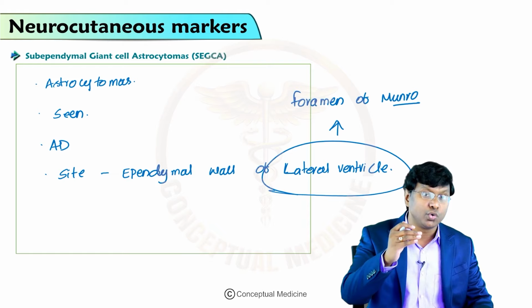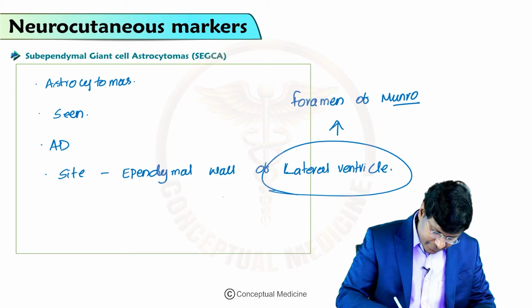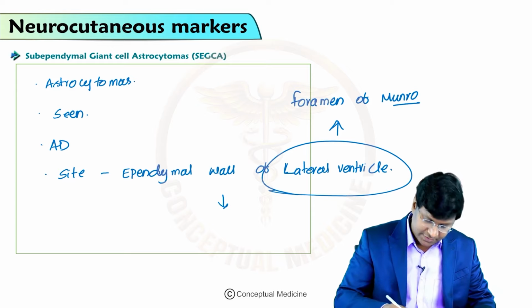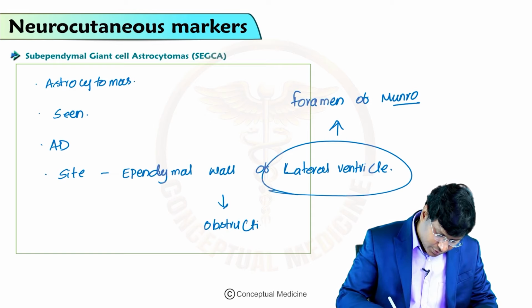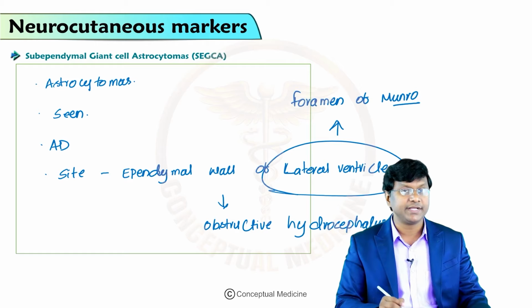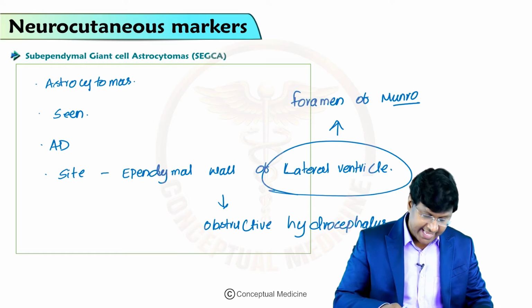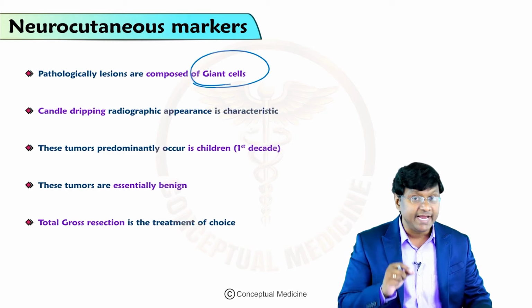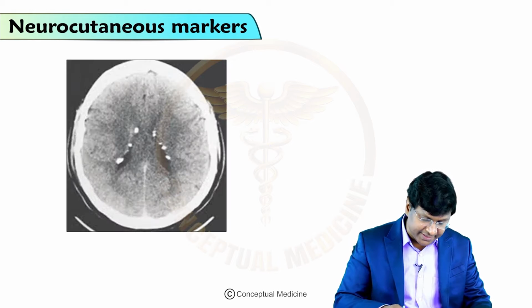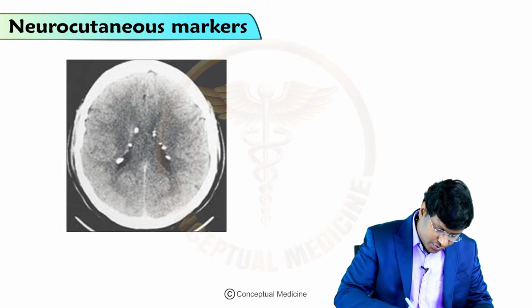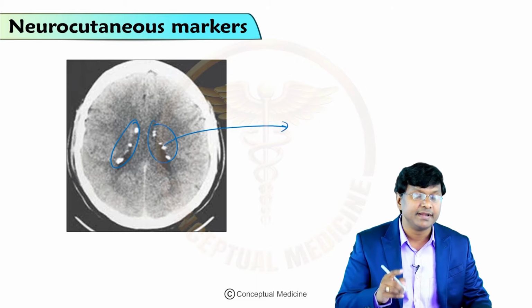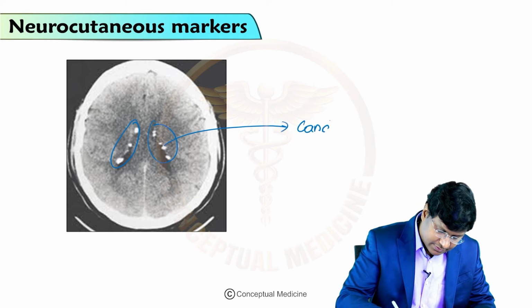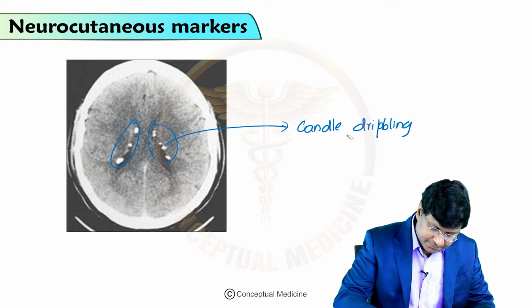And these tumors tend to grow towards the foramen of Monro, and they can cause obstruction of the CSF flow, resulting in obstructive hydrocephalus. That is your SEGCA. And pathologically, the lesions are composed of giant cells. If you take the radiographic appearance, I'll just show you the radiographic appearance of subependymal giant cell astrocytoma. You see this, we call it the candle dripping appearance.